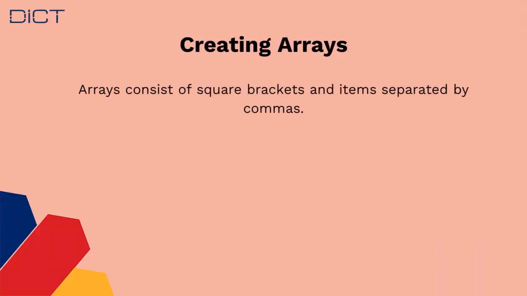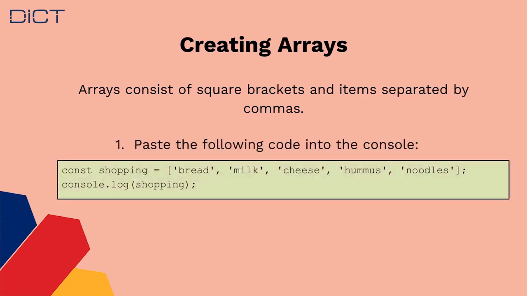Creating arrays. Arrays consist of square brackets and items that are separated by commas. Suppose we want to store a shopping list in an array. We paste the following code into the console. We have const shopping. Then we have the following items: bread, milk, cheese, hummus, and noodles. Then we console.log the shopping array.